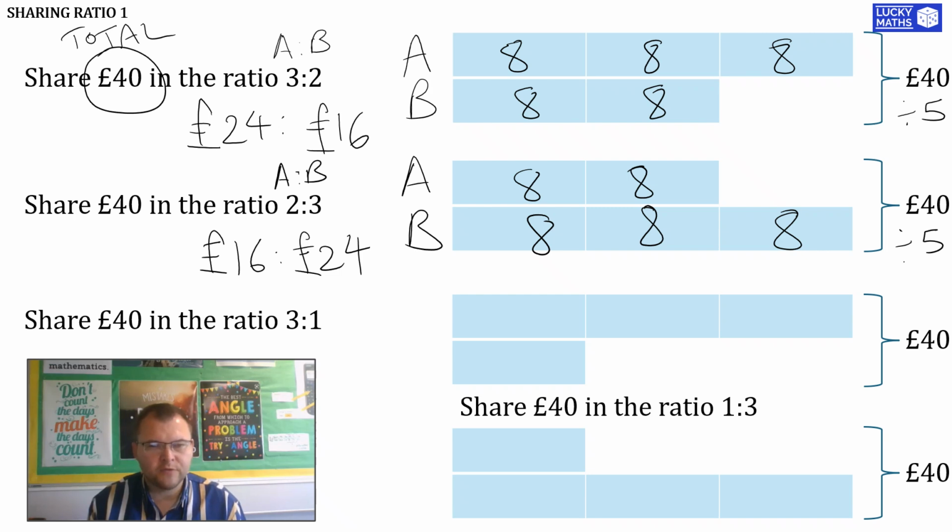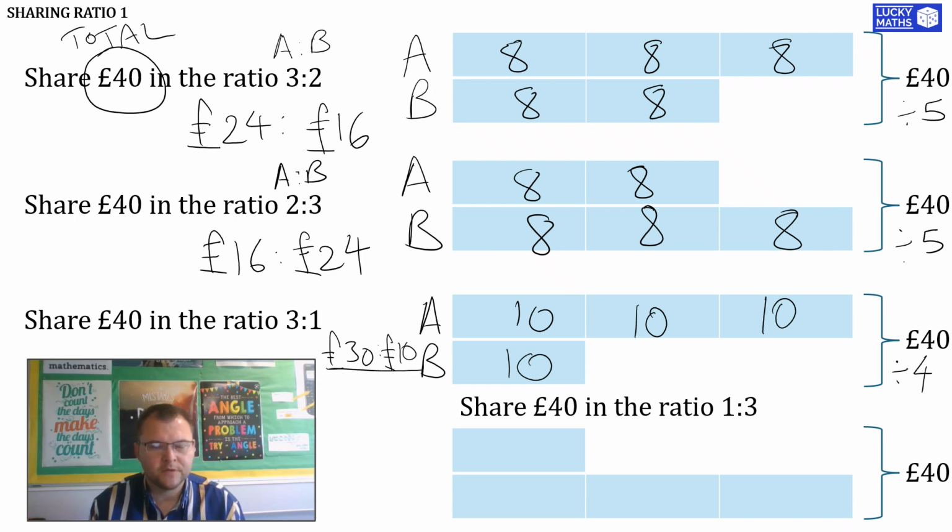The next examples revolve around 4 boxes shared in the ratio 3 to 1. By doing them on different layers, different levels, A with 3 boxes, then B below, again, you can clearly see the breakdown. 40 divided by 4 is 10 per box, 10 per part. So A clearly gets 10, 20, 30, and B gets 10. So the ratio is 30 to 10.